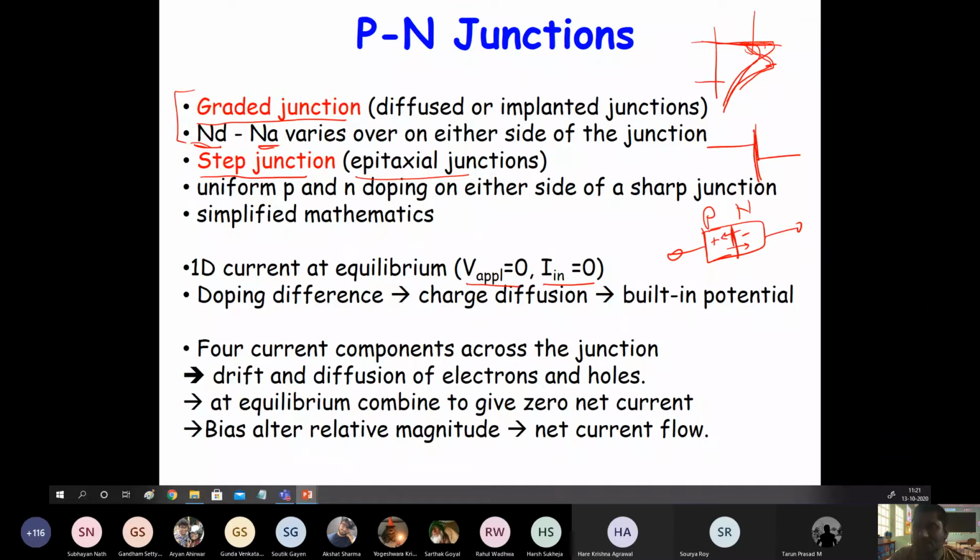When this charge is diffused, diffusion will take place only for mobile charges, right? The fixed ions will not move. So the fixed ions will be exposed. If an electron goes from this place, then an Nd plus ion will be exposed. If a hole goes from here, an Na minus ion will be exposed. So there will be a field here due to these fixed charges, and that field will result in built-in potential. You might have encountered V gamma or VBI. That is the built-in potential.